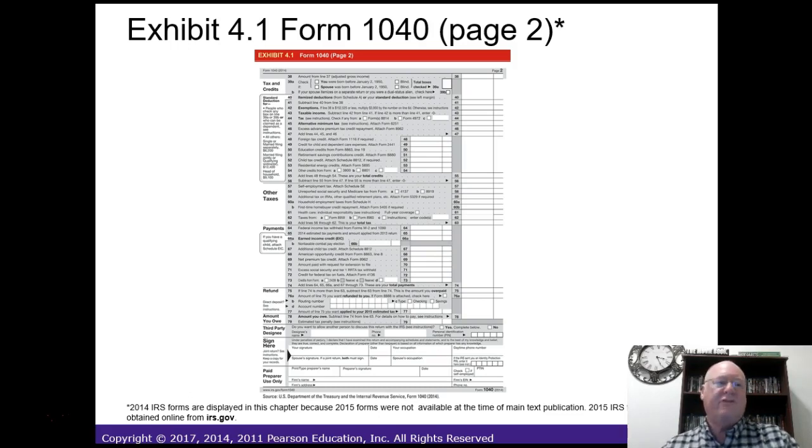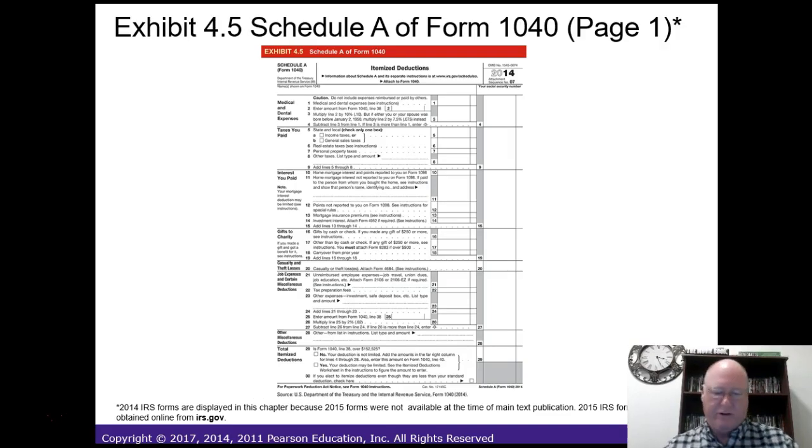So let's look at what some of those deductions are. We're going to be looking at what's called Schedule A. Schedule A is a detail of the deductions that you can take, and we call them itemized deductions. These are specific expenses that can be deducted to reduce your taxable income. And obviously you can see certain items here.